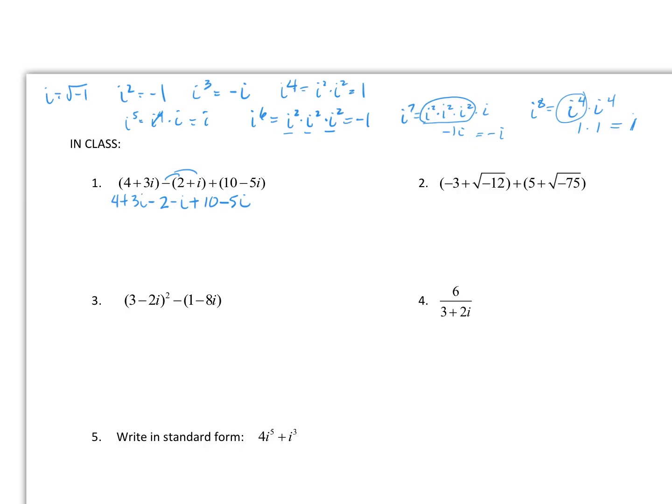Okay, now I want to collect like terms, so I'm going to take my real numbers, 4, negative 2, and 10. What do you get when you add all those? 12. Yep, you just get 12. And then we're going to combine the imaginaries. 3i minus 5i. Negative 3i. Does that make sense? So you're just combining like terms, and this is where you leave it. You can't do anything else with it.